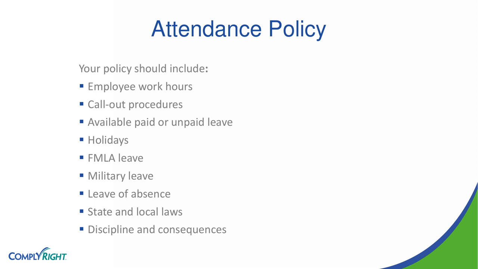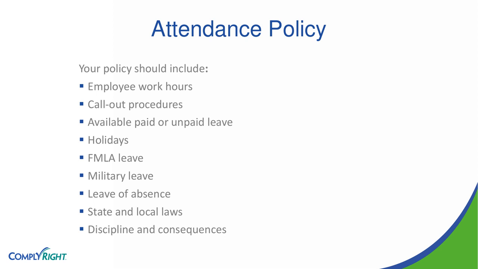You should have employee work hours. This means you want to have what time does the company open and close? What times do you expect employees to work? And if you have various shifts in your company, list those there as well. Also, you want to mention call-out procedures. The call-out procedures are going to explain the process that your employees need to follow if they do need to call out unexpectedly. We do understand that's going to happen, so let's make sure that they understand the process and they know to follow that process.